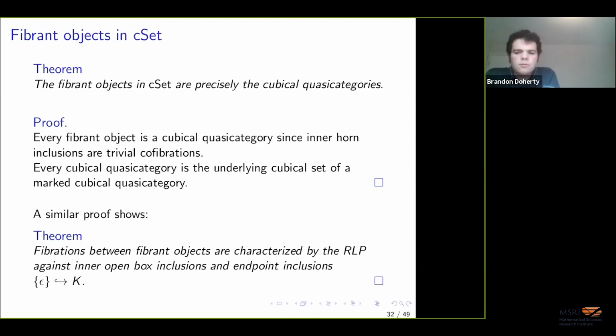I have a similar proof that characterizes the fibrations between fibrant objects. So you can show that those are the maps between fibrant objects which have the right lifting property against inner open box inclusions and also the inclusions of the endpoints into K. So this is exactly what you would expect based on the analogy with the Joyal model structure on simplicial sets.